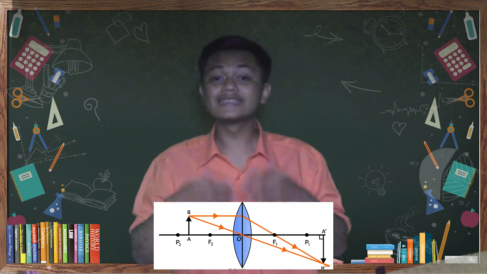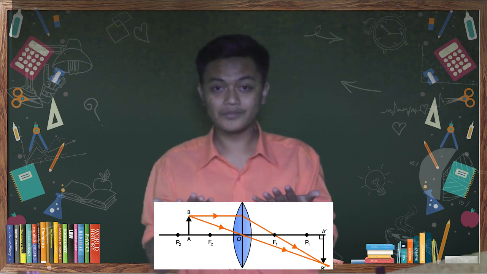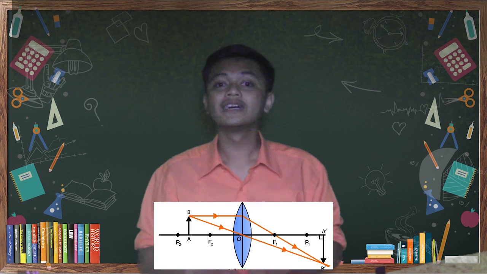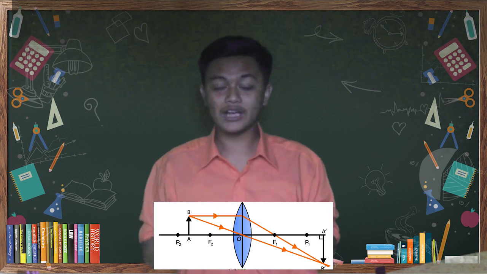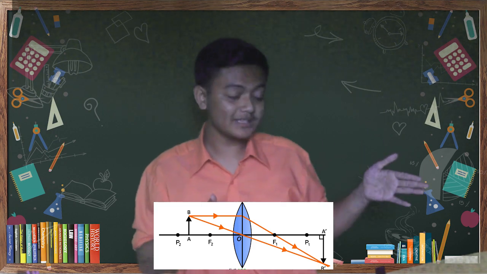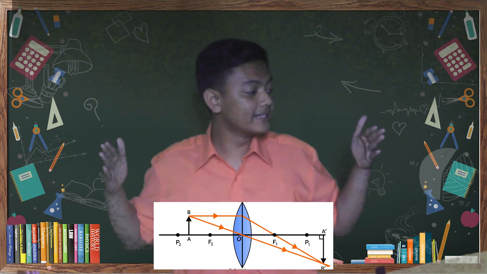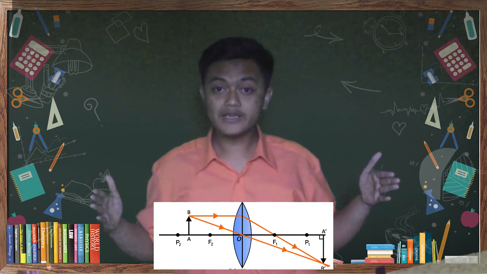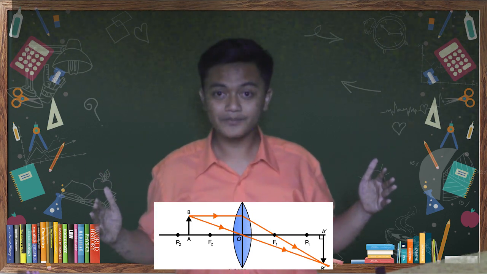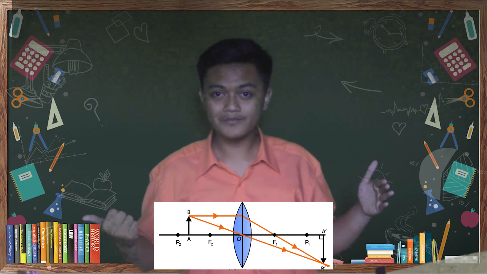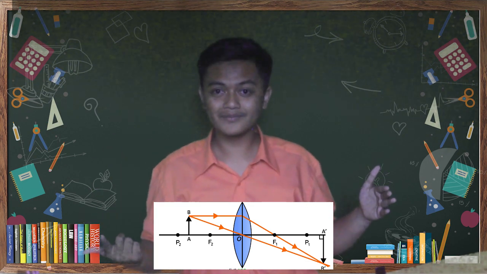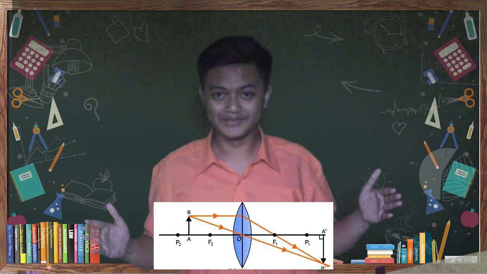After this, same as with the mirror, you should state the characteristics of the image. You can see from the pictures that the characteristics of the image in these pictures are real, enlarged, and inverted.